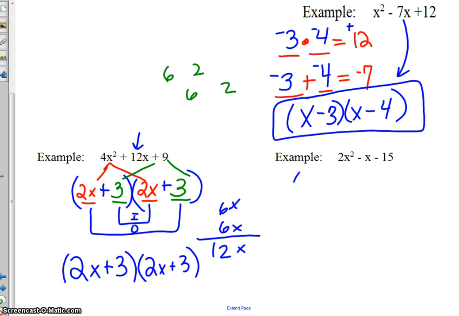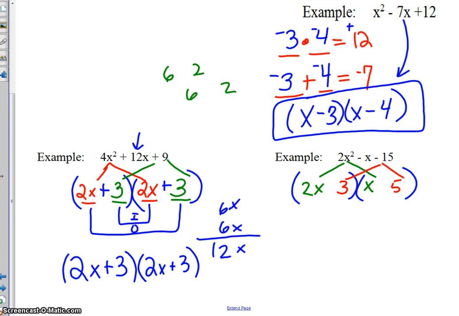One more, let's look at this. All right, so what two numbers multiply to get 2x squared? I'm thinking 2x and x, all right? What two numbers multiply to give me 15? Well, there's 3 and 5. Well, let's look at my inside and outside. And this is where I might have to switch these two around. I might have to put the 5 here and the 3 here. Let me try it that way first. All right, and then we'll see.